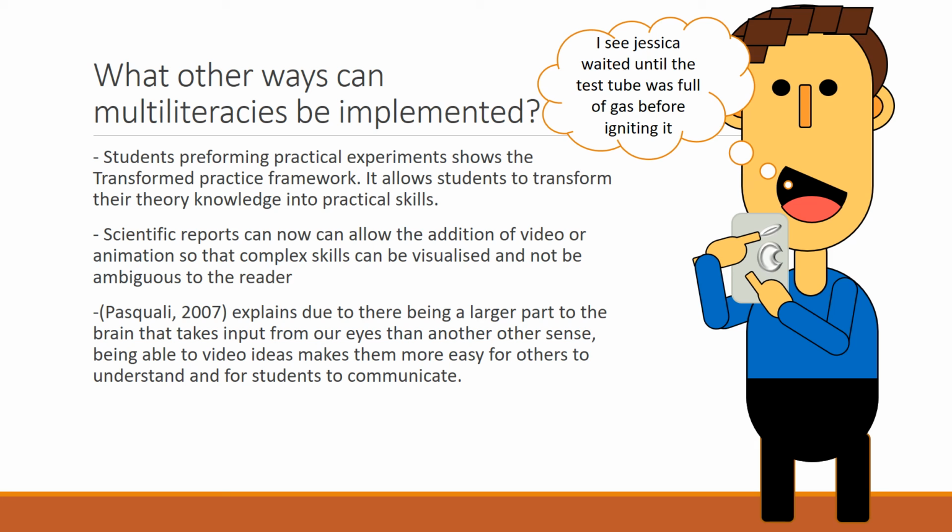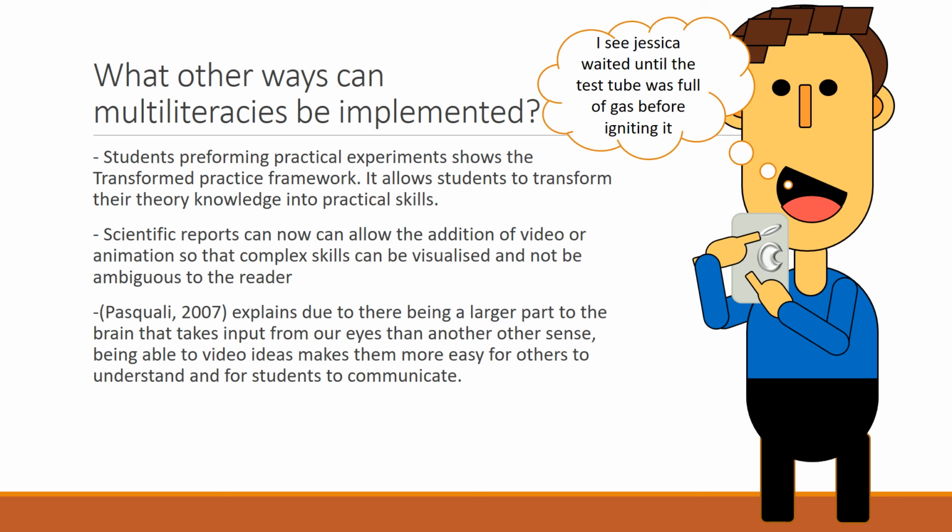Another important part of the New London Group's framework is their transformed practice. In science, this can be actively achieved through practical experiments. The child will take what they've learned and actively manipulate the laboratory to show how theories work in practice. To incorporate multiliteracy, students are able to write scientific reports, adding in videos to visually show complex ideas. This not only takes the stress off writing a method which may not be clear to the reader, but also shows the skills they have learned and achieved.